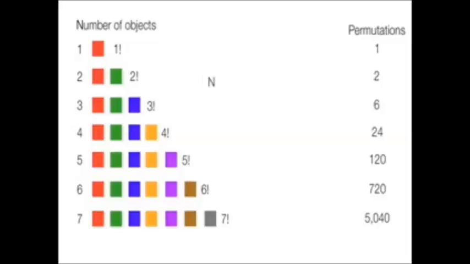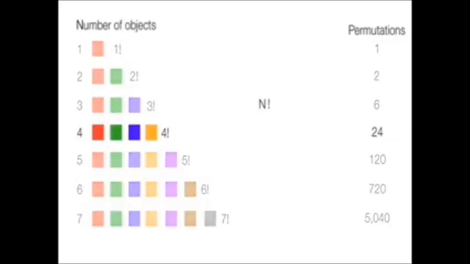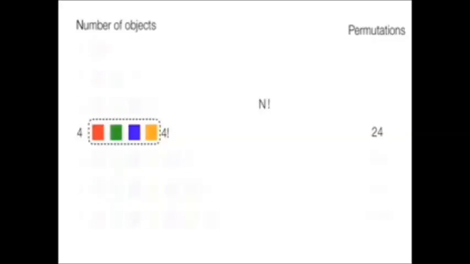Now, if I want to know the number of permutations, I just take the number of objects I have, factorial, and this is my permutations. So if I want to know how many different ways can I organize these 4 objects, it's 4 factorial, which is simply 24.